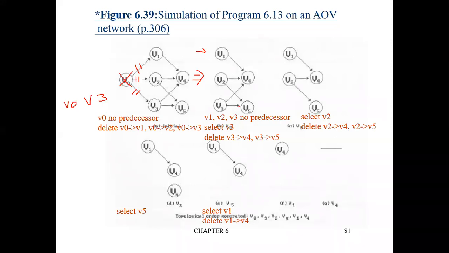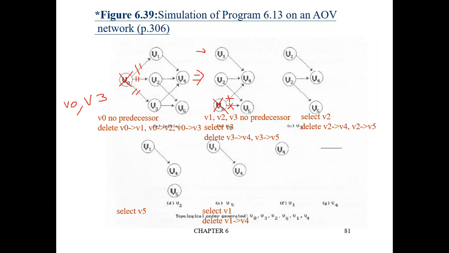How many outgoing edges are there from V3? 2. What are they? Yes, Mahita. V3 to V4 and V3 to V5. So delete these 2 edges, and delete V3 also. After this, this is the state of the graph.